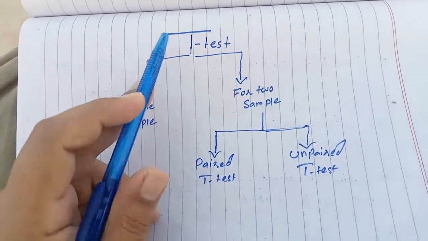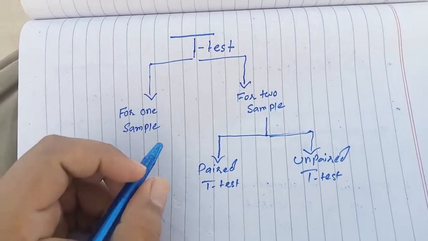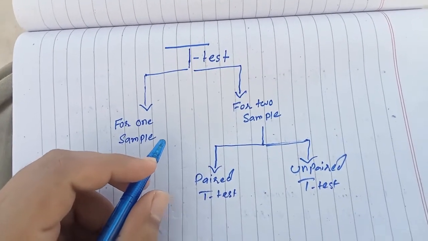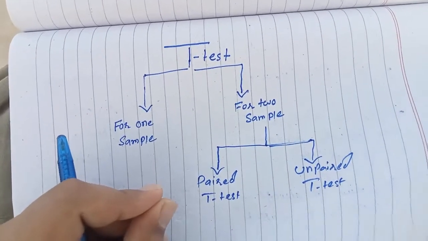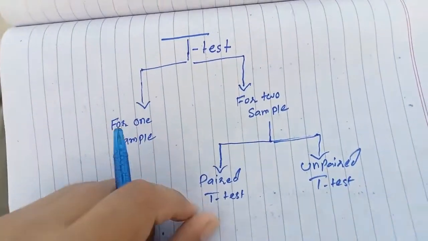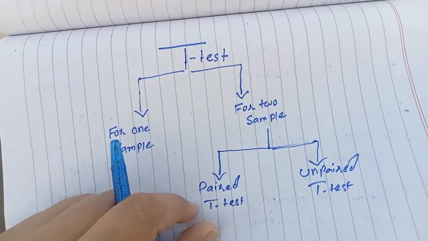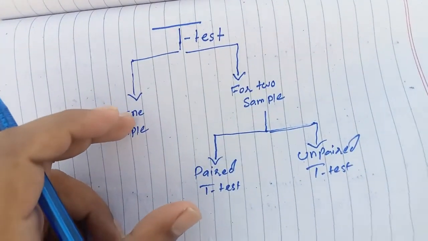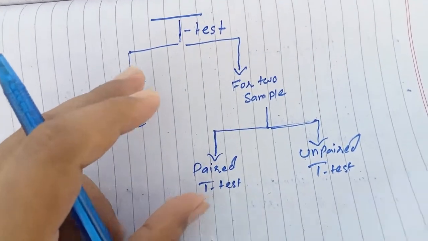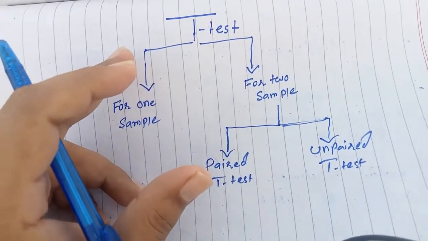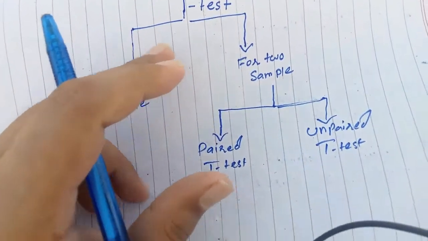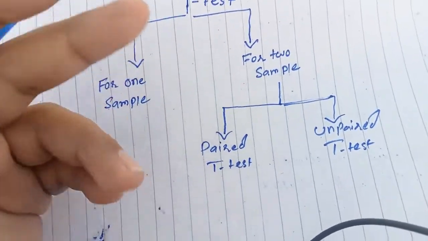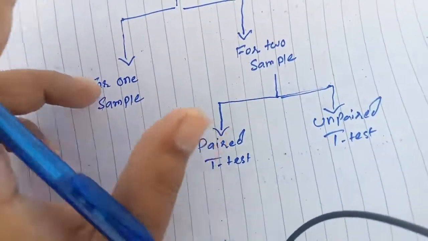In this video we'll talk about the t-test. What is the t-test? The t-test is basically used to check the means, and it can be two means or one mean. We try to check whether there is a significant difference in the mean or not. If there are two means, we check whether there is a difference between the two means or not.